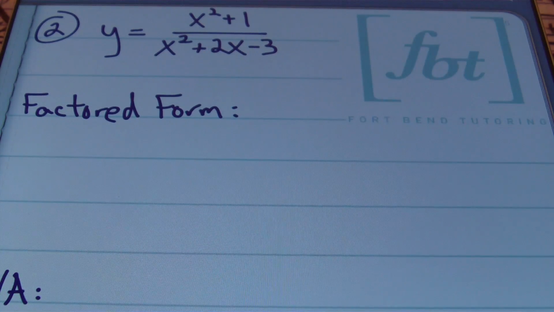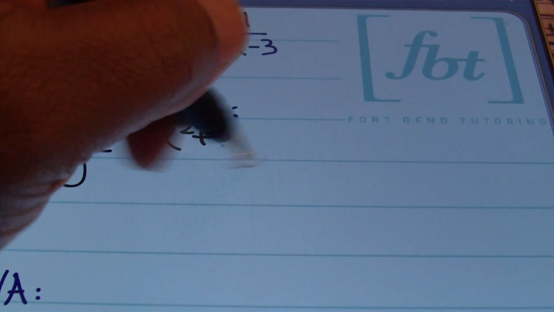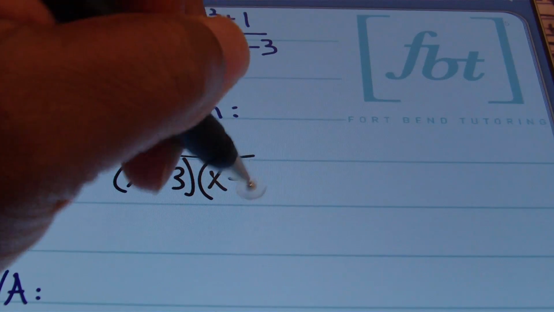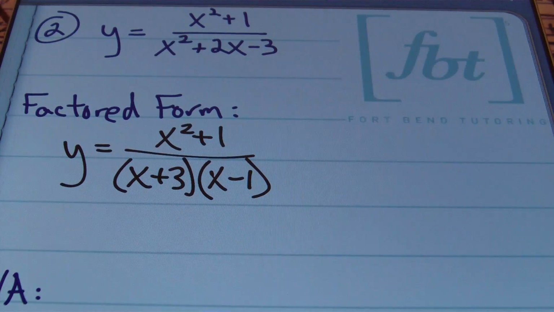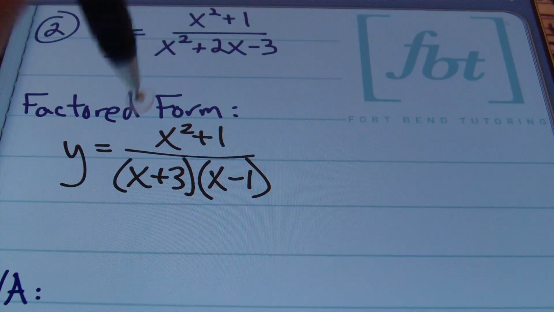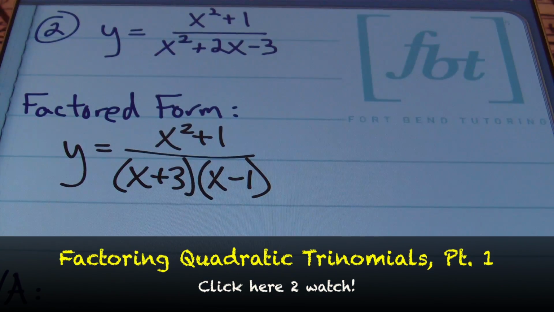In problem 2, we have y equals (x squared plus 1) divided by (x squared plus 2x minus 3). The factored form of this equation is going to be y equals (x squared plus 1) divided by (x plus 3) times (x minus 1). What I did in the denominator, we had a quadratic trinomial, and I factored it. If you need to brush up on factoring quadratic trinomials, you want to check out this video right here. I'm in it, explaining things.